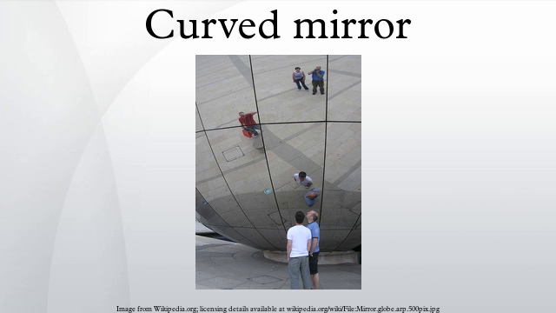The magnification of a mirror is defined as the height of the image divided by the height of the object. By convention, if the resulting magnification is positive, the image is upright. If the magnification is negative, the image is inverted.